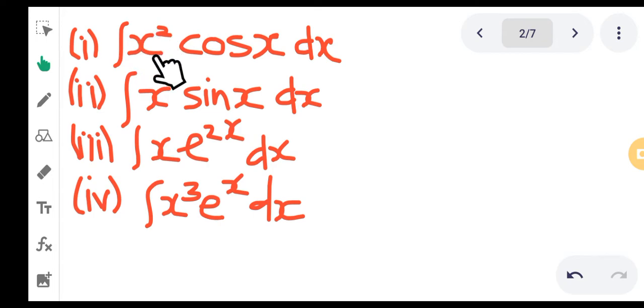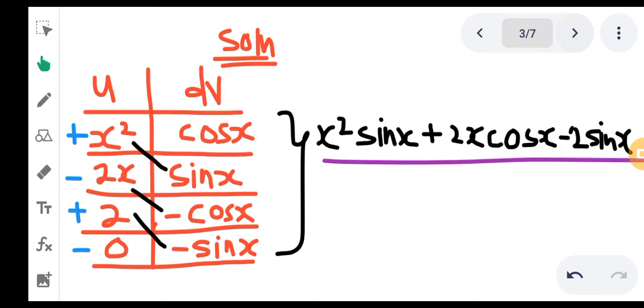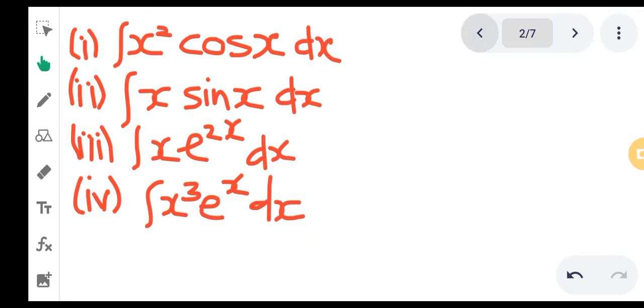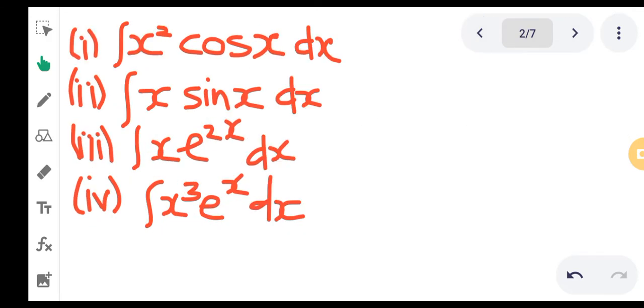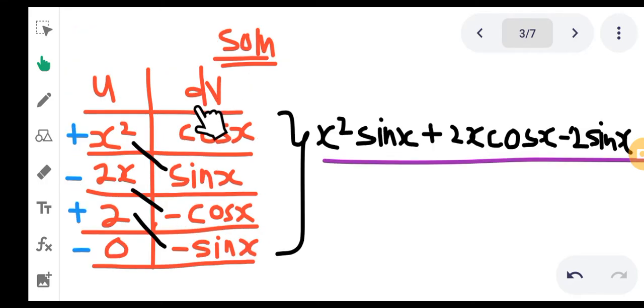Okay, so when you differentiate this, you are going to get 2x. When you differentiate 2x, you are going to get 2. When you differentiate 2, you are going to get 0. So you make this one represent your u, and the other one, make it represent the dv. Okay, so your u becomes your x squared, and the dv becomes your cos x.